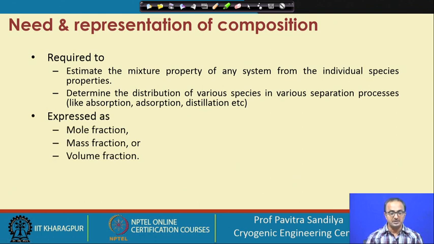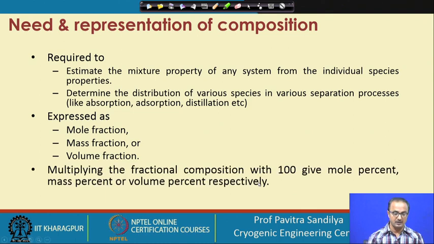Now, the representations of the concentrations are there, like mole fraction, mass fraction, and volume fraction. And when we multiply these fractions with 100, we get the percentage. That means, if I multiply the mole fraction with 100, I get the mole percentage. If I multiply mass fraction with 100, I get the mass percentage, and so on.